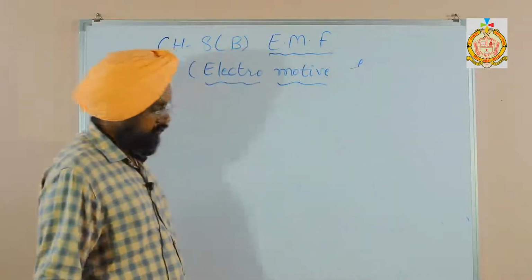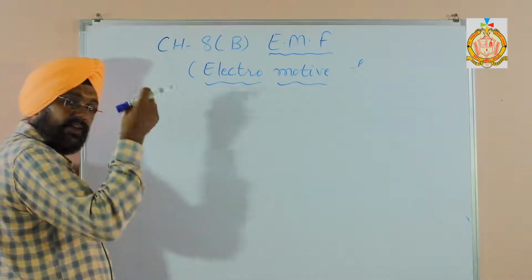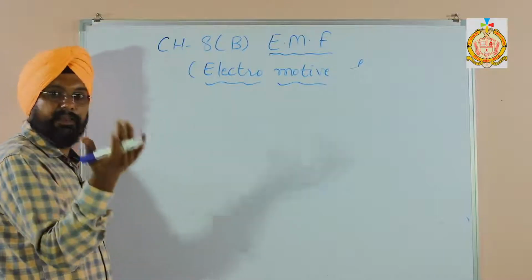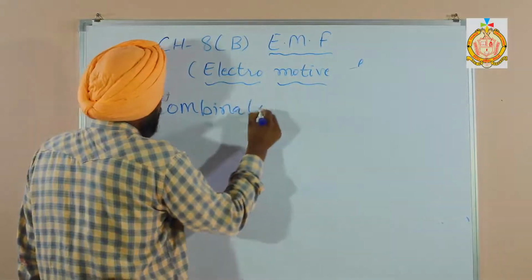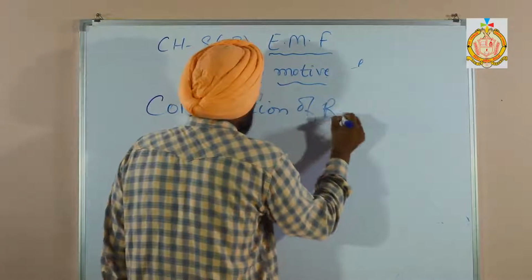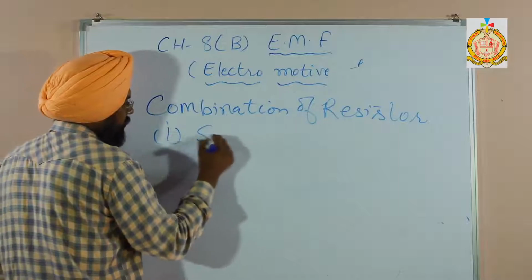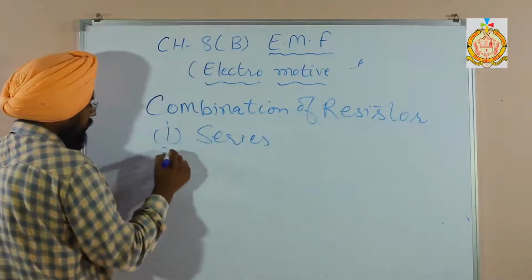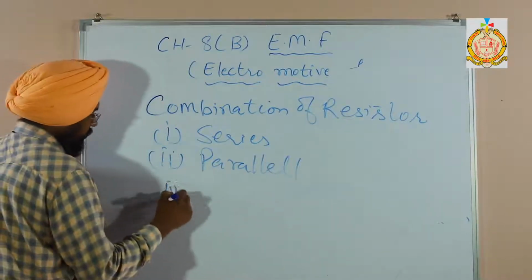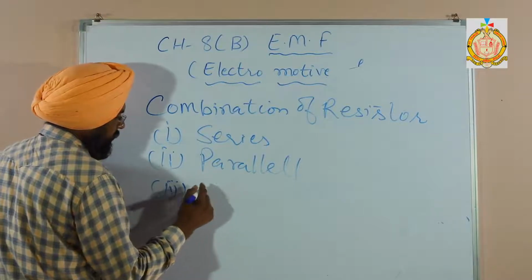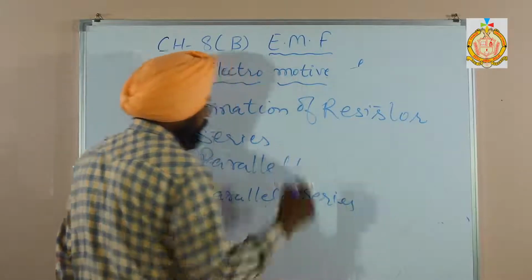Next, an important topic: combination. How can we combine resistors? As in the starting video where I discussed series and parallel, in the same way, how can we combine resistors? We can combine them in three forms: one in series, second in parallel, and third in both series as well as parallel. In both ways we can combine the resistors.